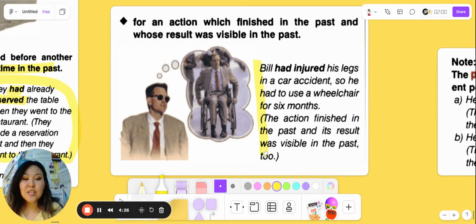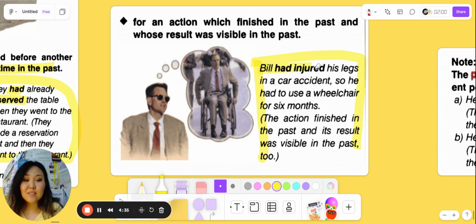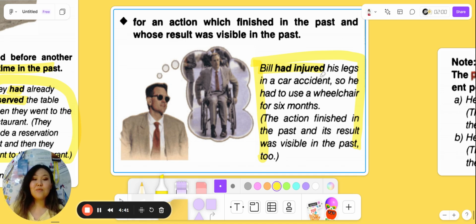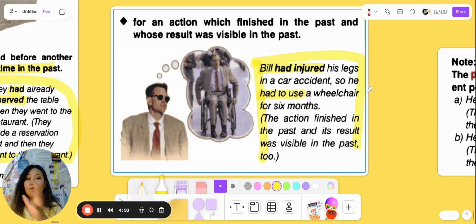Bill had injured his legs in a car accident, so he had to use a wheelchair for 6 months. Here we see that the action is finished in the past, but the result was visible in the past too. So he had injured his legs in a car accident, so that's why he had to use a wheelchair. Firstly, he had injured his legs, then he had to use the wheelchair. So here the explanation sounds like, for an action which finished in the past and whose result was visible in the past. So we see, yeah, like the wheelchair.